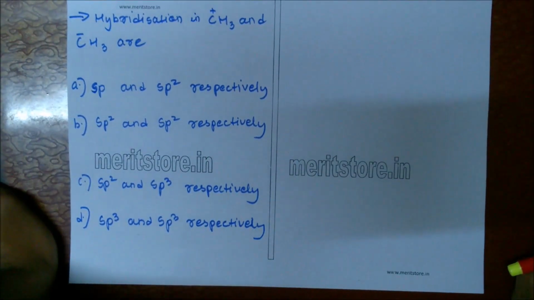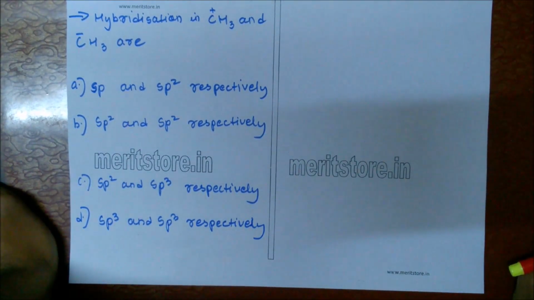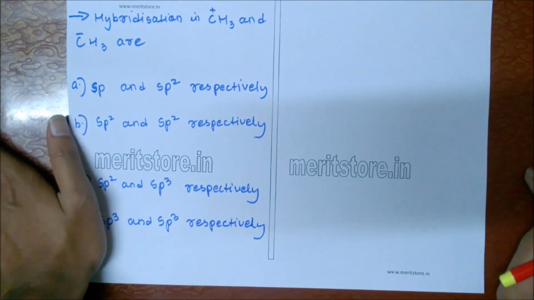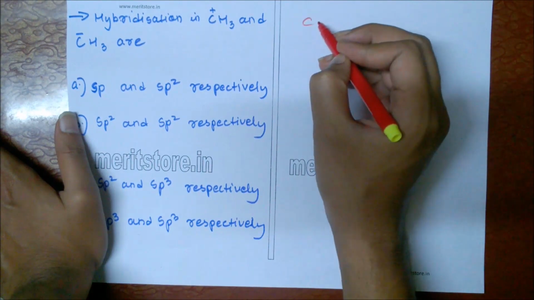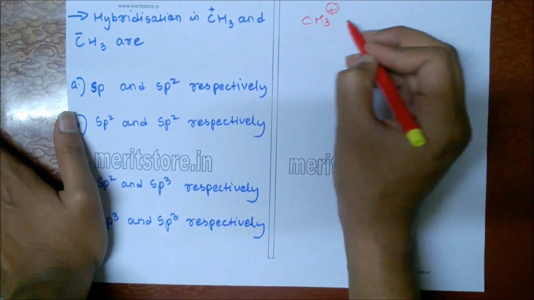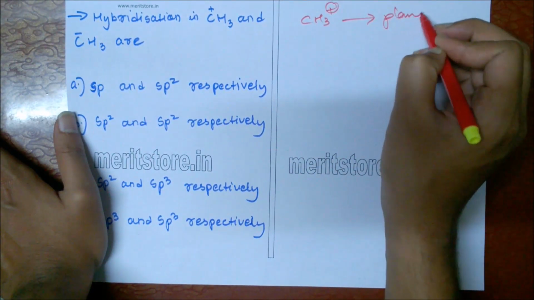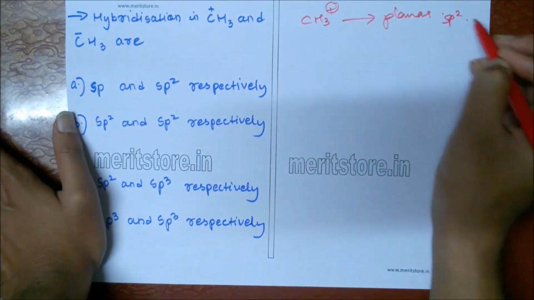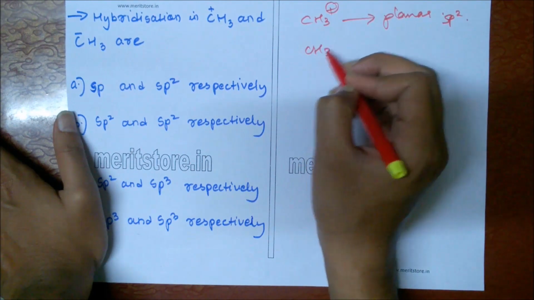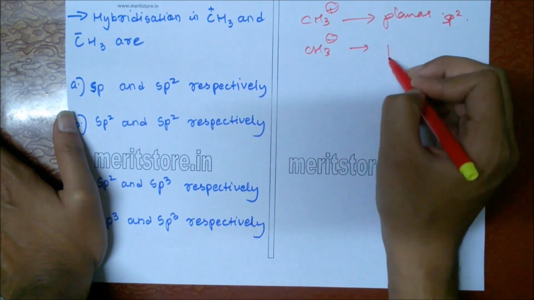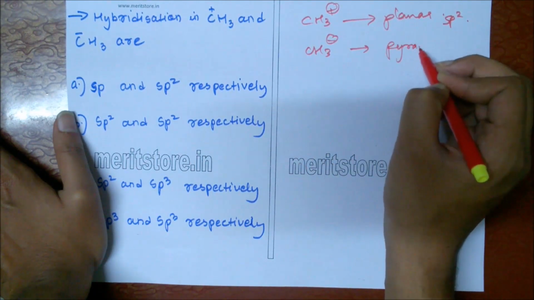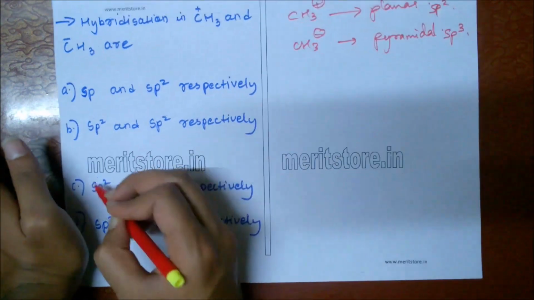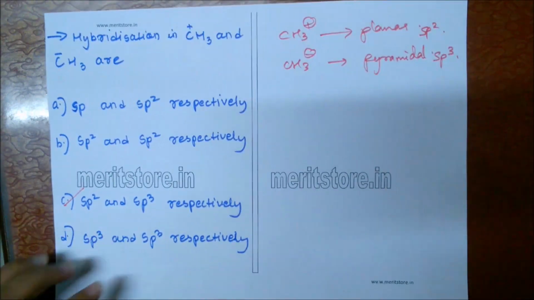Hybridization of CH3 plus and CH3 minus are: the carbocation has planar geometry. This is a carbocation. These have planar geometry, so sp2 hybridized, and carbanion CH3 minus has pyramidal geometry, so they are sp3 hybridized. Option C is the correct answer.